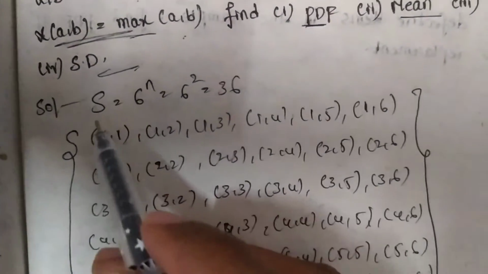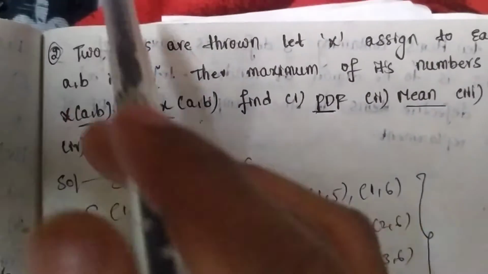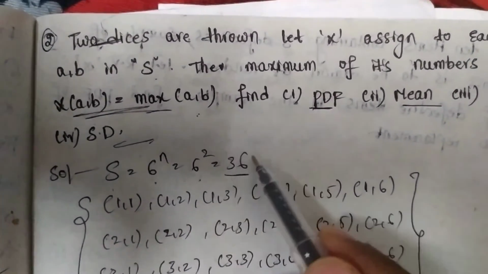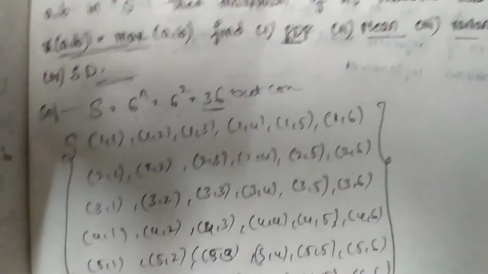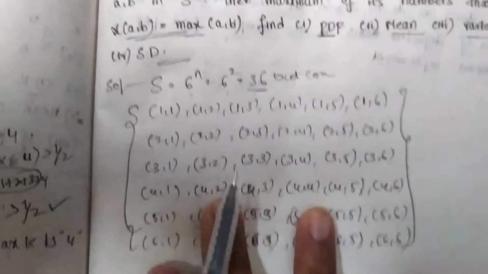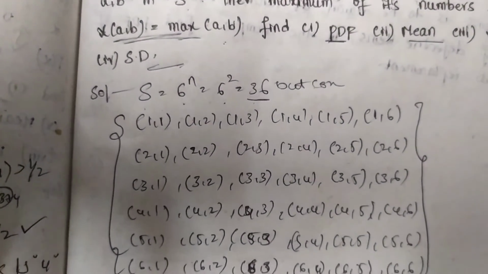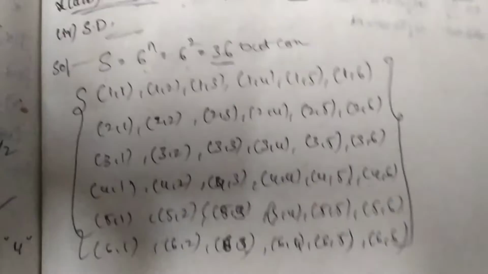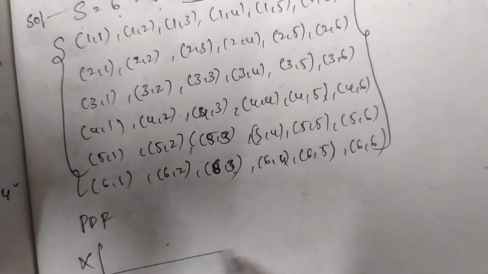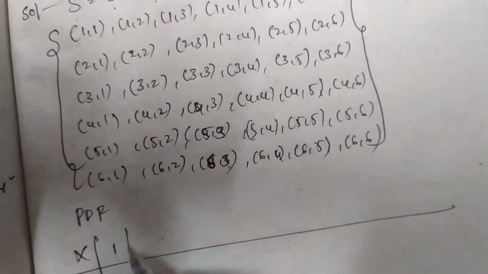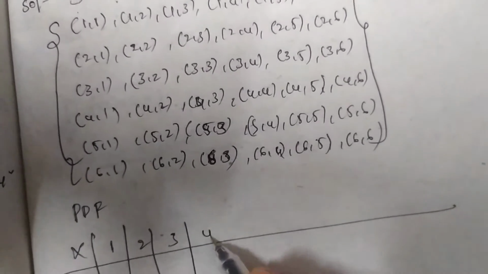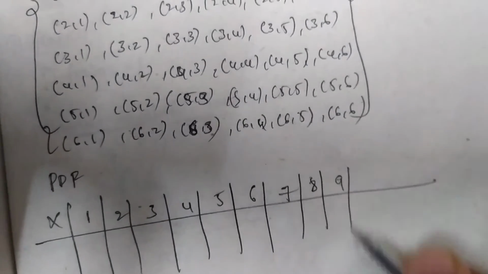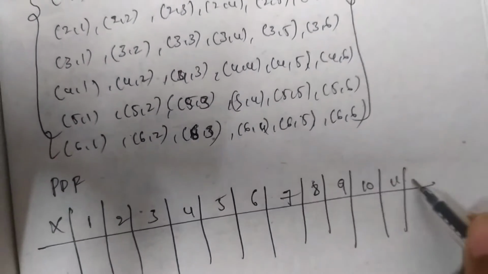We know that the sample space equals 6 power n. Here, given that 2 dice are thrown, that means 6 power 2 equals 36 outcomes we get. The outcomes are like this. Here we have to find the PDF. We know that the x values for the 36 outcomes start from 1, 2, 3, 4, 5, 6, 7, 8, 9, 10, 11, 12.